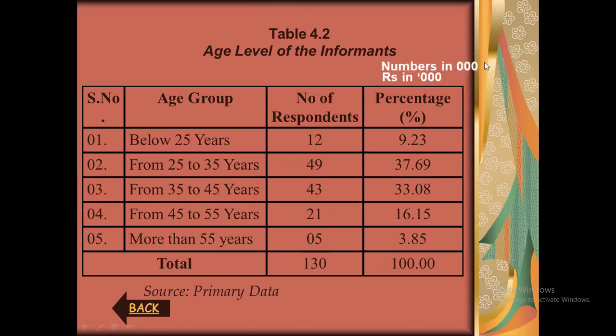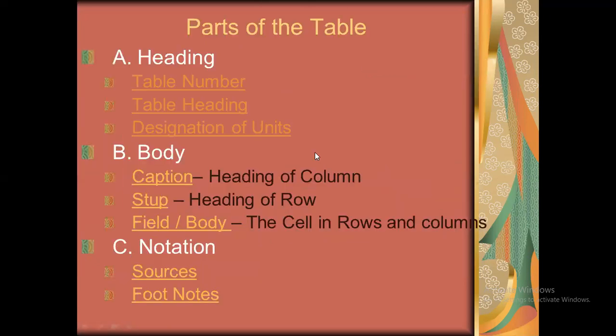For example, the number 12 represents that it includes 12,000 respondents. It consists of 49,000 respondents. Suppose the researchers are studying national income. The national incomes come to crores and crores. At that time, the researchers use this type of designation of the unit. And the second part is called the body.